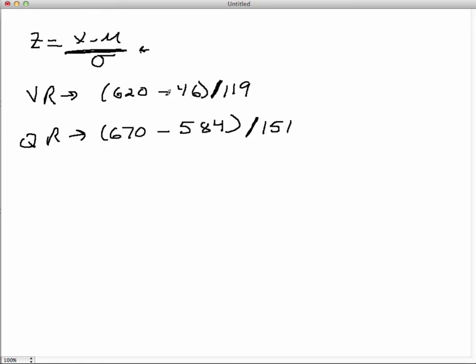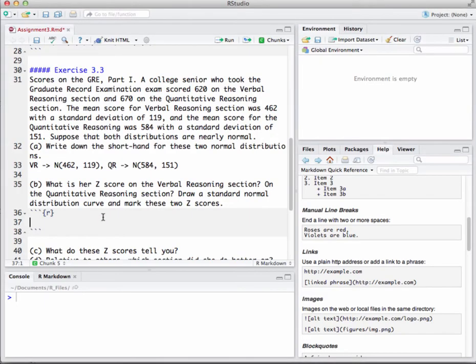Okay, so let's go back to our R chunk now, and let's go ahead and type those in, okay? So back over here to RStudio, and let's go ahead and put in the 2 here. So we're going to type in just how I had them there. So 620 minus 462, and then divide that by 119. Of course, you could do this on your calculator also if you wanted to.